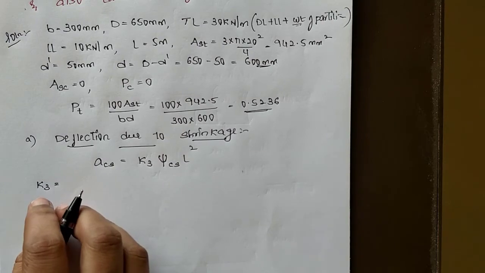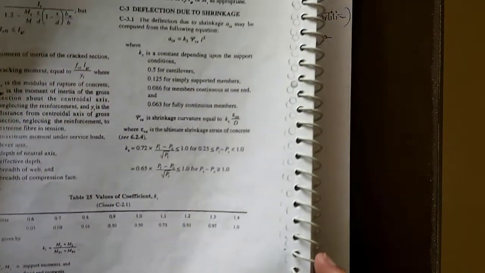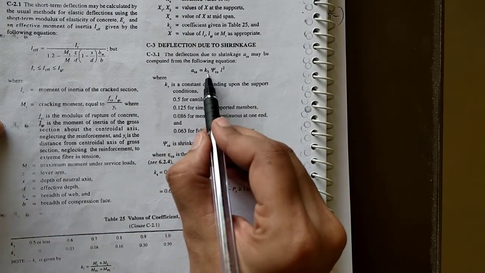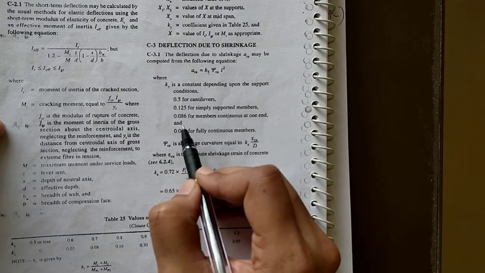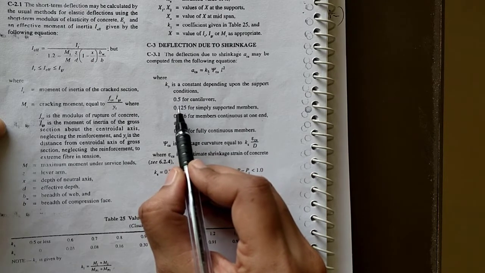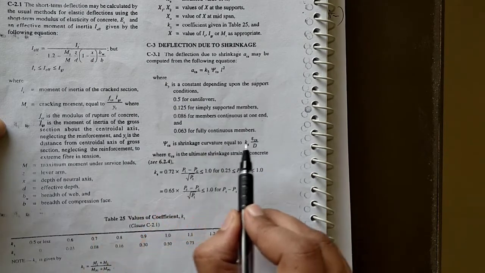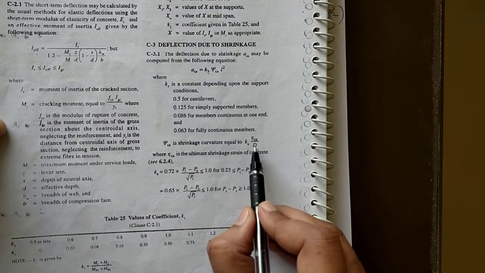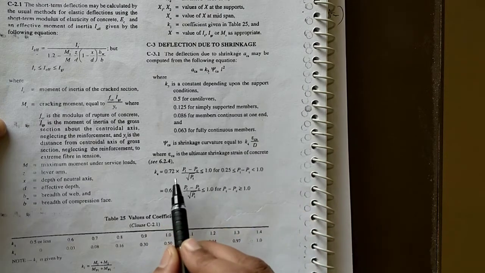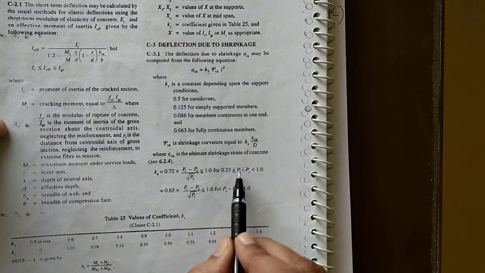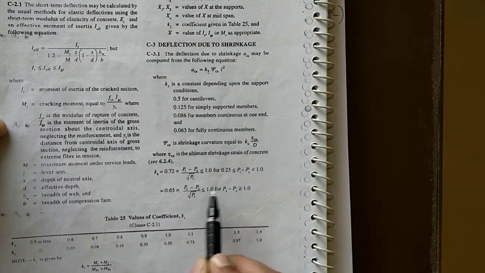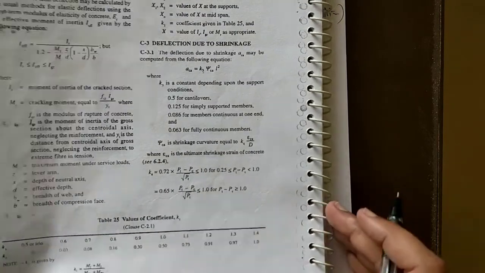I will show it, that is in page number 88. See here, acs will be equal to K3 into xi of cs into L square. K3 is for different support conditions. For our case, simply supported member, take K3 value as 0.125. And xi cs value is given by K4 into epsilon cs divided by D. Epsilon cs is the ultimate shrinkage strain in the concrete they have given. And K4 is given by 2 formulas. If pt minus pc is between 0.25 and 1, use this equation, and if it is greater than 1, use this equation.